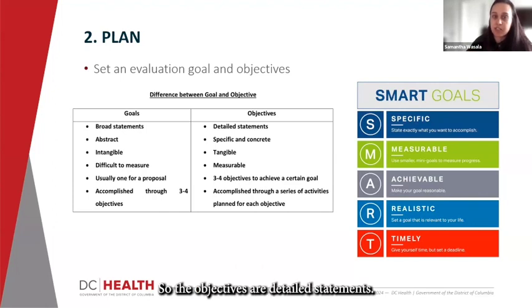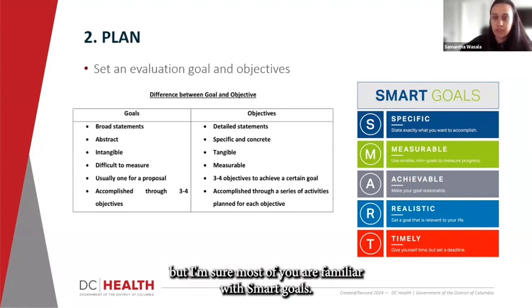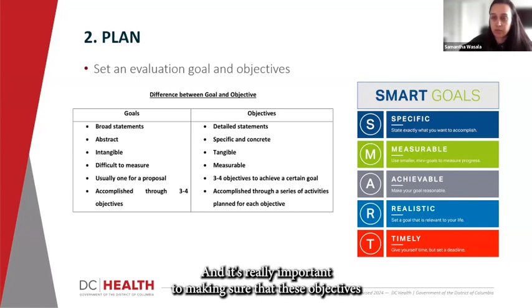So the objectives are detailed statements. They're specific and concrete. They're tangible. You could measure them. And it is a roadmap to your goal. And I'm sure most of you are familiar with SMART goals, and it's really important to making sure that these objectives are written in the SMART format.